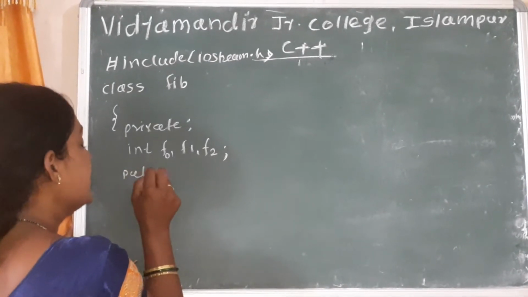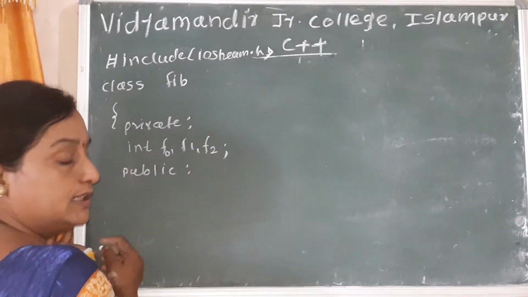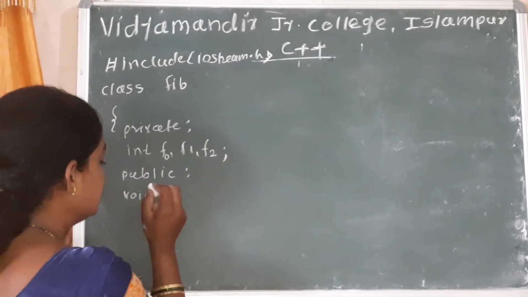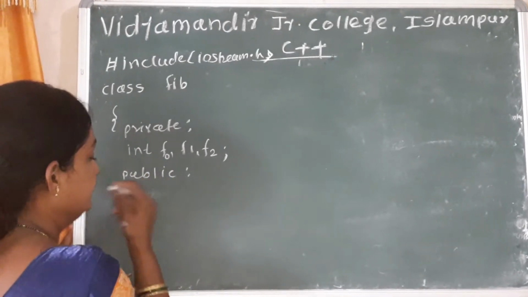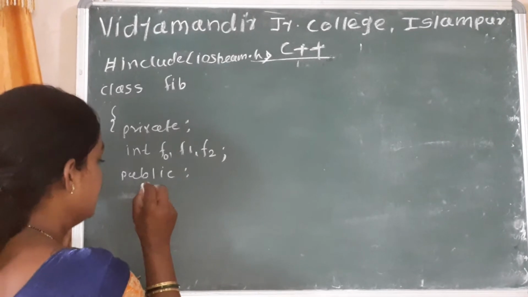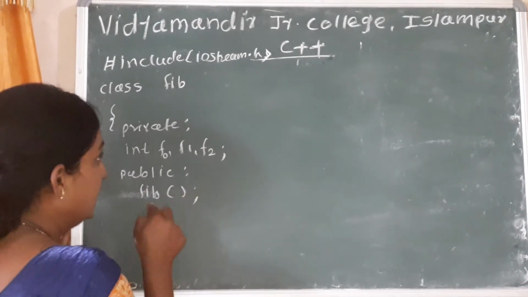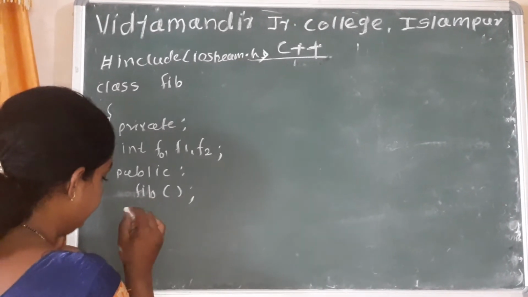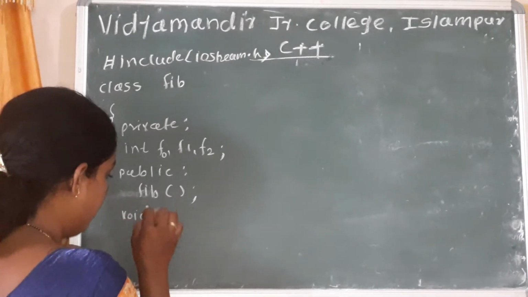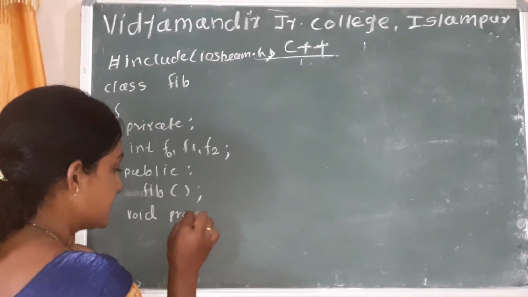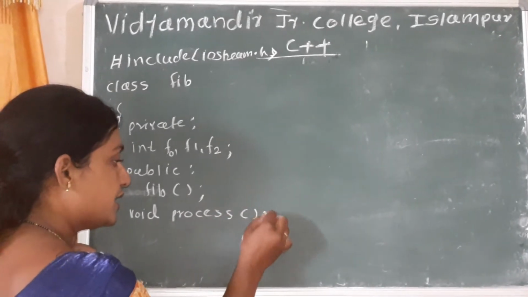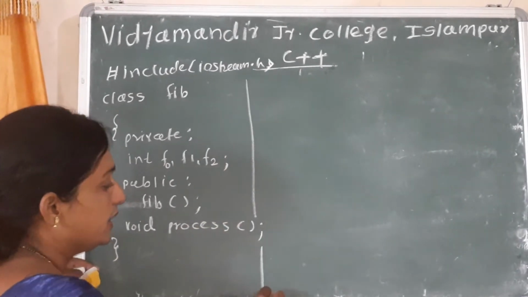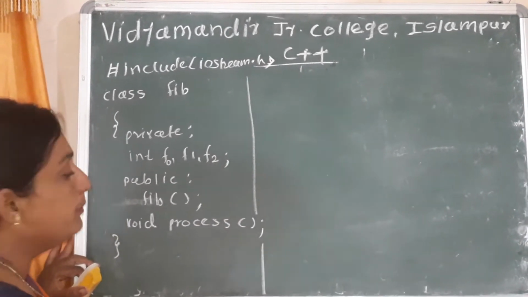Next, in the public section, we declare the member functions we want. First we declare the constructor. Here the name of the class and the function name are the same. Next, void process. These two functions will be used in this program, and I will solve this program by using outside declaration of the member functions.